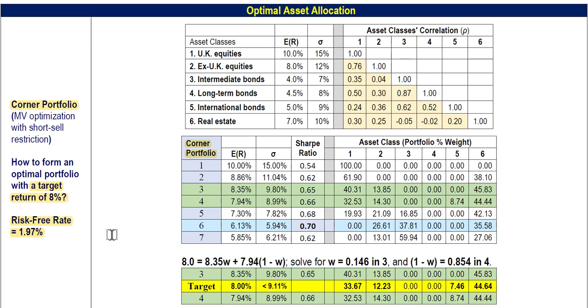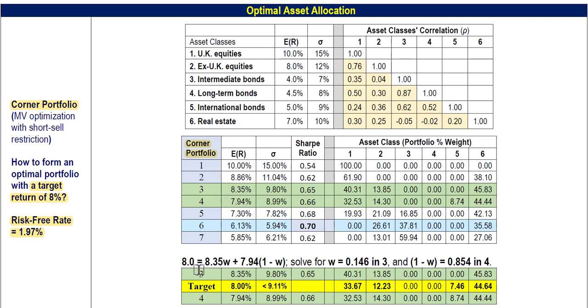Now, however, we have our target return, which is our objective return we have to meet. For example, that's the minimum return we have to have. So we're not able to select corner portfolio number 6 because the return is too low. So if you want to use the corner portfolios, then you have to select between corner portfolios 3 and 4, all right, because 3 and 4 have returns between 7.9 and 8.35.